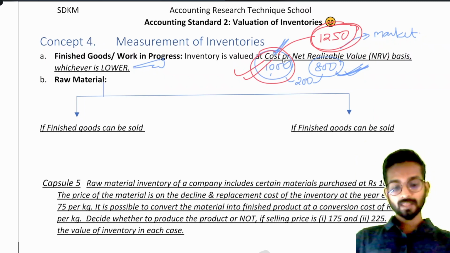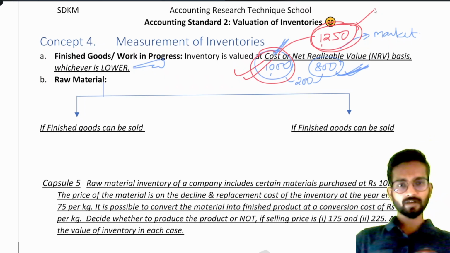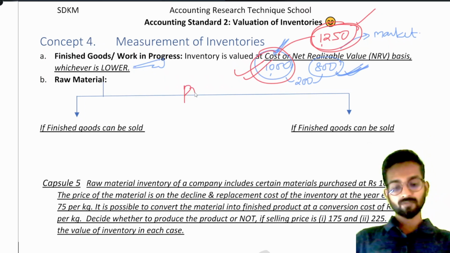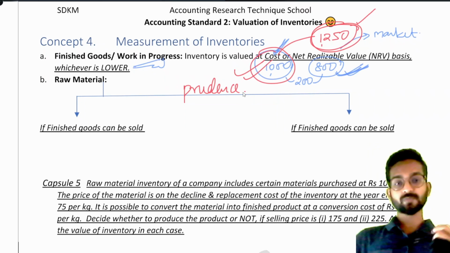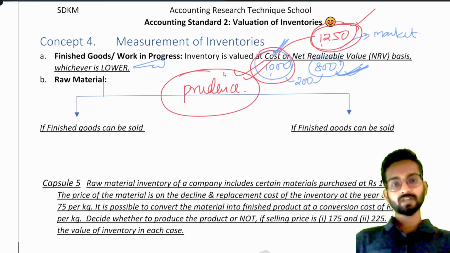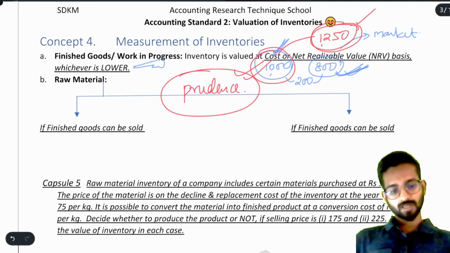Now understand. Cost is 1000, NRV is 1250. Student is telling me value it at 1250 because you can sell in the market at 1250. But you cannot write it. Why? Because accounting says we have to follow the concept of prudence. You cannot write profits now. If you are expecting profits in future, you cannot write them now, because we have to follow the concept of prudence, that is conservatism. We have talked in detail about the concept of prudence in Accounting Standard 1. Now, coming back to the measurement of inventory.